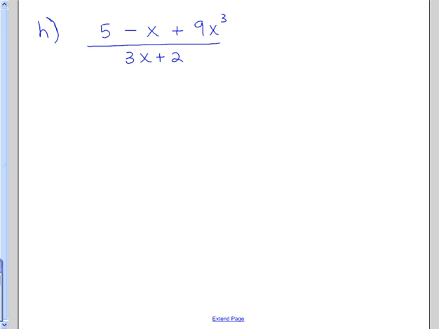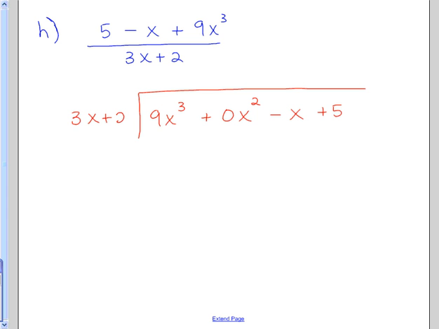Okay, the last problem, we can see that the numerator is not in descending order. I'm going to rewrite that. 9x cubed would be first. I do not have an x squared, so I'm going to put a 0x squared, then my negative x, plus 5. So that polynomial has to be in descending order. Okay, now when I divide, what times 3x will equal 9x cubed? That would be 3x squared.